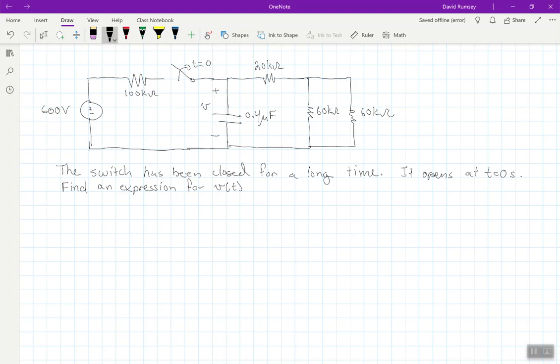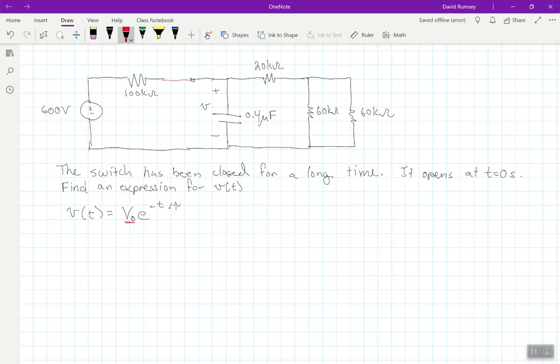So instead of stepping it through as the previous video did, we're just asked to find v at t, which we know has some initial voltage, e to the minus t over tau. So when we have a circuit like this with a switch that's been closed for a long time, we usually just go and find V0 first.